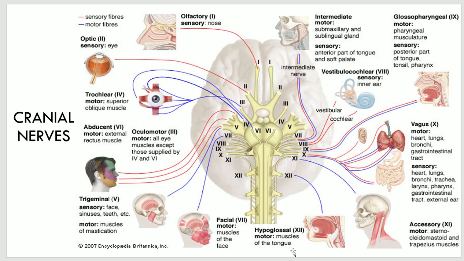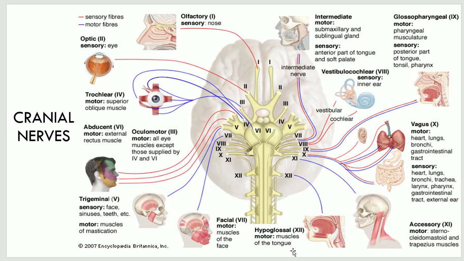So hypo, low, remember hypodermis, right? Glossal, tongue. So this is going to be motor to the muscles of the tongue. So this one helps you stick your tongue out, helps you swish food around your mouth, that type of stuff. So these are the 12 cranial nerves.